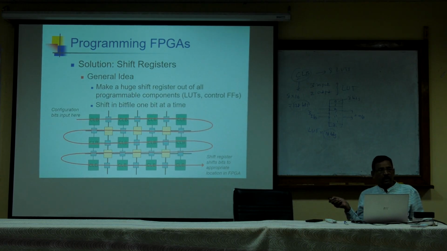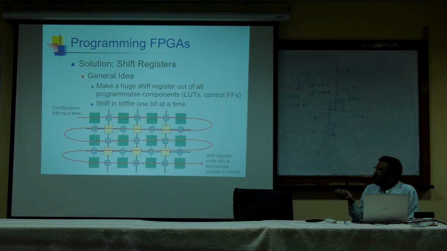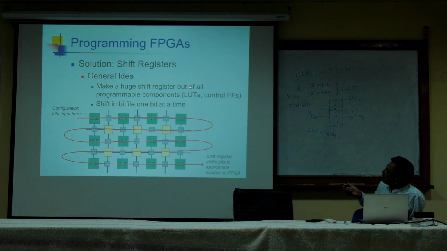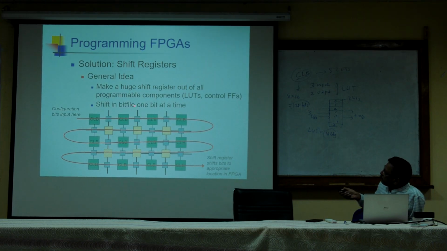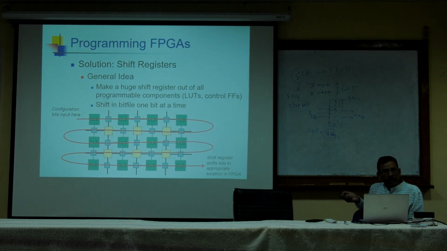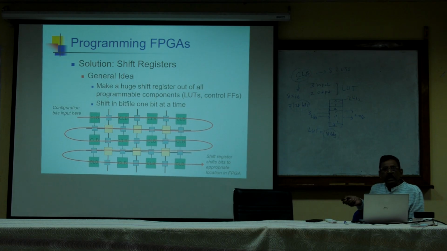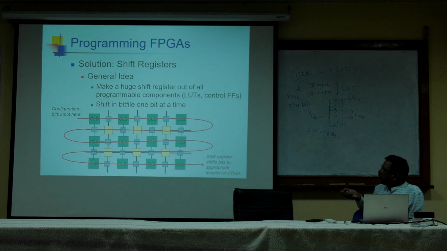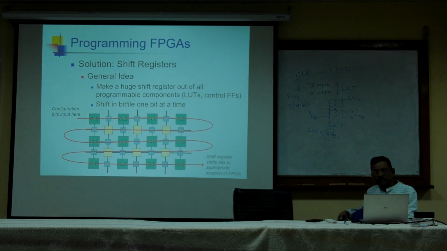Because there is a huge number of CLBs, the bit stream is also very lengthy. They make a huge shift register out of all programmable components, LUTs, control flip flops, and shift in the bit file 1 bit at a time. That is why this configuration takes some time. That delay we call the configuration latency delay, the initial delay. To configure the chip, to program the chip, it takes some time, because the bit stream has to go in this fashion across the FPGA.